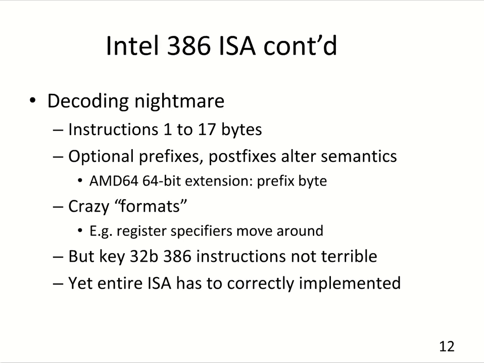But the key core set of 32-bit 386 instructions is really not terrible. It is feasible to implement a pipeline that processes them fairly effectively or efficiently. However, the reality is that if you're going to ship a processor that executes this instruction set, you have to support all of the instructions. And so the hardware still has to deal with all of the complexities, ugly formats, and so on that are included in the ISA.